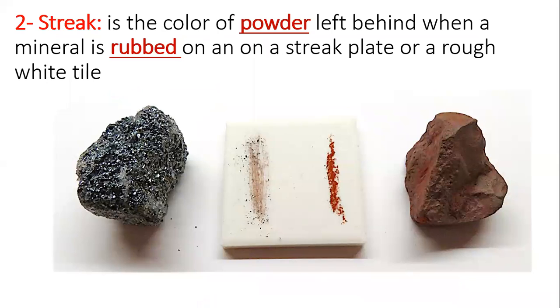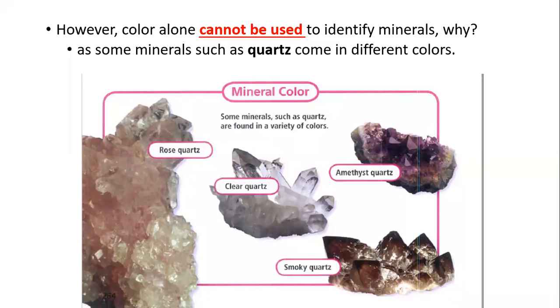It's not accurate. As you see in this picture, all of these minerals in front of you are quartz. The same mineral. Maybe they look different, like we have rose quartz, clear quartz, amethyst, which is a really famous one, and smoky quartz. All of those belong to the same mineral, which is quartz. That's why we cannot use color to identify them, yes?